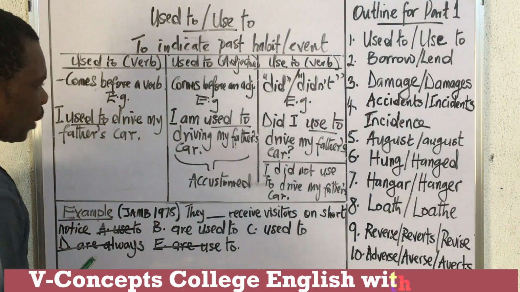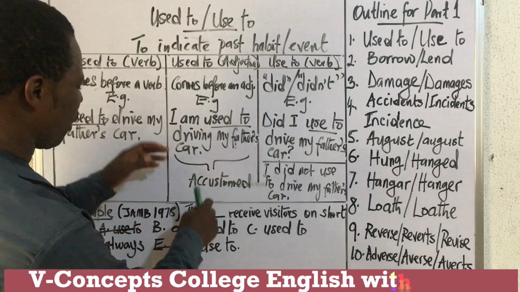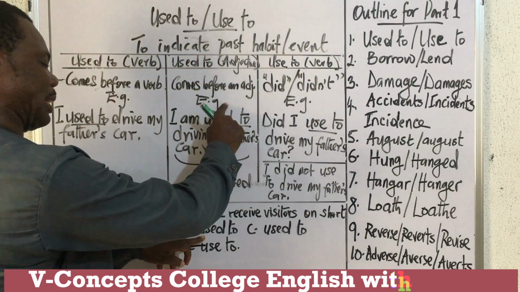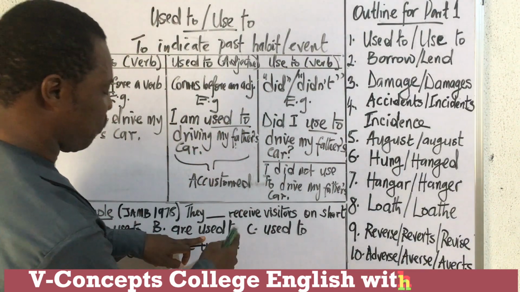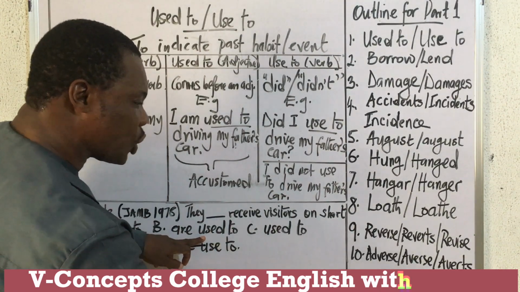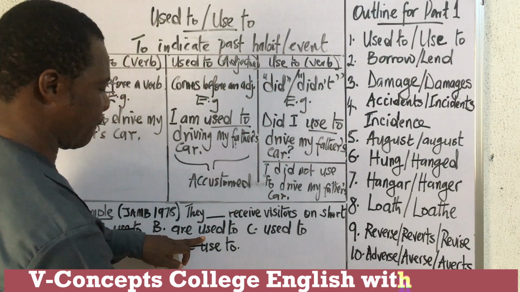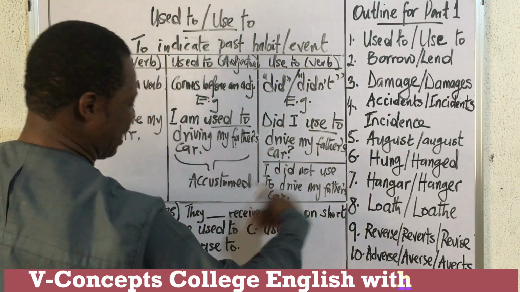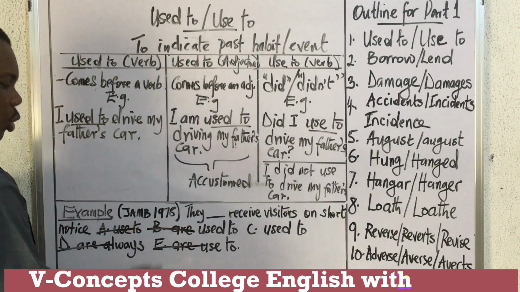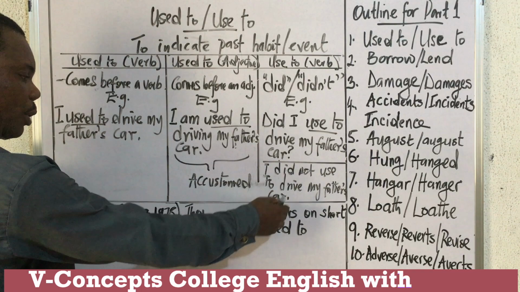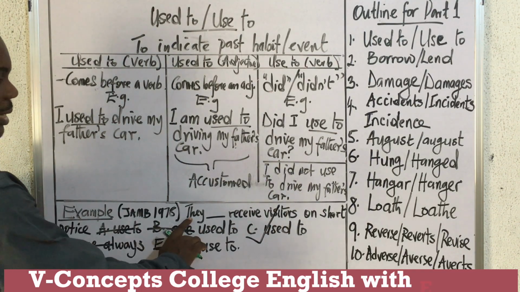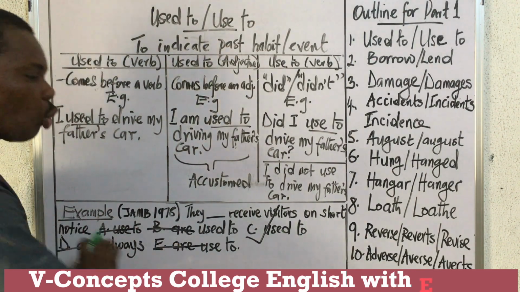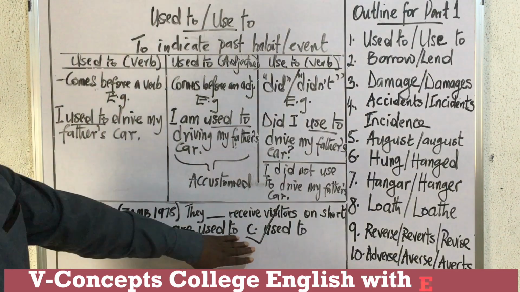Remember, I explained to you again that whenever you are going to have a primary auxiliary verb, then it means used to is going to appear as an adjective. And then the verb that will follow it must be in its ing form. So if you say they are used to receive, no, except if this one was receiving. Therefore, you can cross option B as well, and the correct answer is going to be used to. So you can read it as they used to receive visitors on short notice. That is a past event and no longer happening. So that is that.